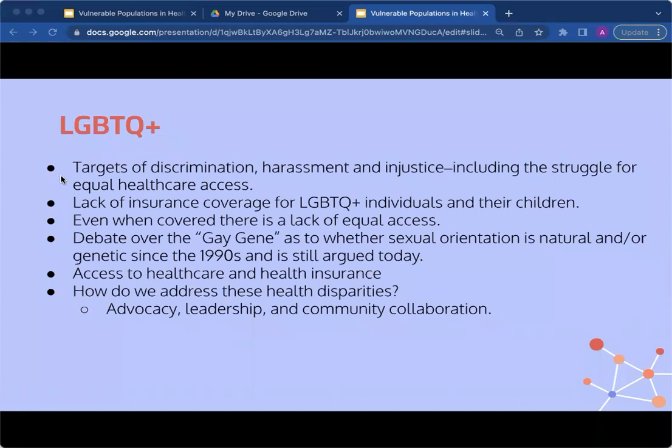And even when LGBTQ community individuals are covered, there is a lack of equal access. So they're often denied services or treatments, such as in reproductive and infertility, and sex reassignment surgery or other treatments. There has also been a major debate over what's termed the gay gene, as to whether sexual orientation is natural and/or genetic. And this has been in debate since the 1990s and still is argued today.